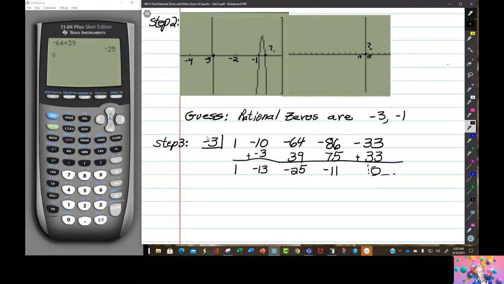And I have just dropped down a level to a cubic. This was 1x to the fourth. Now this is 1x to the third. I'm going to erase the x to the third for now. Now I'm going to see if negative 1 is a zero of f of x. And if negative 1 is a 0 of f of x, then it's going to be a 0 of this quotient.